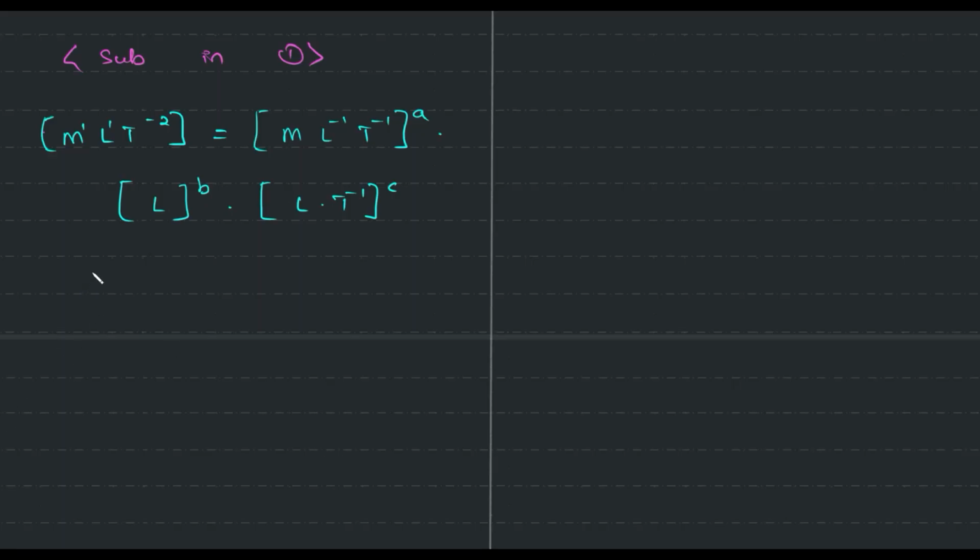Now, what do we have? Let me combine all the M's together. M to the power A, L to the power of minus A plus B plus C, and T to the power of minus A minus C. Is that right, guys? Okay, looks right. Now, we need to do what? Compare. Comparing the powers.